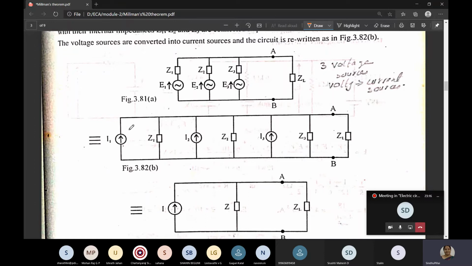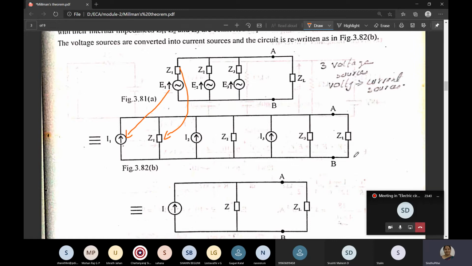So it becomes a current source with parallel impedance, that is I1 with Z1. E2 and Z2 becomes I2 with Z2. They should be in parallel, that is important. E3 becomes I3 with Z3, with load ZL. And observe the direction also, current source direction and voltage source direction you should observe. And this series resistor becomes a parallel resistor, that is also important.